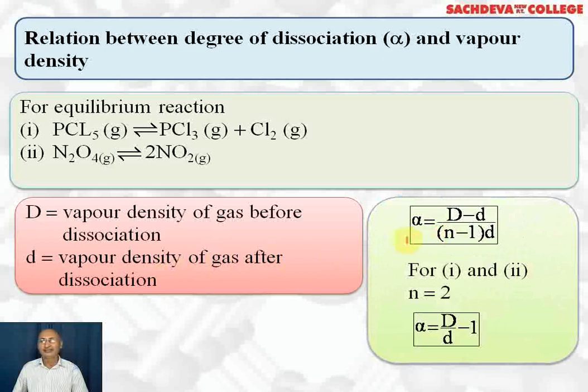What is n? n is the number of moles of products formed from 1 mole of reactant. So in these two reactions, n is equal to 2. If we put n equal to 2, it will come out to be alpha is equal to D divided by small d minus 1, or (D minus d) over small d. This is the formula by which the degree of dissociation of various compounds on decomposition can be obtained. And here n is very important. If you put n correctly, you can get the correct answer.